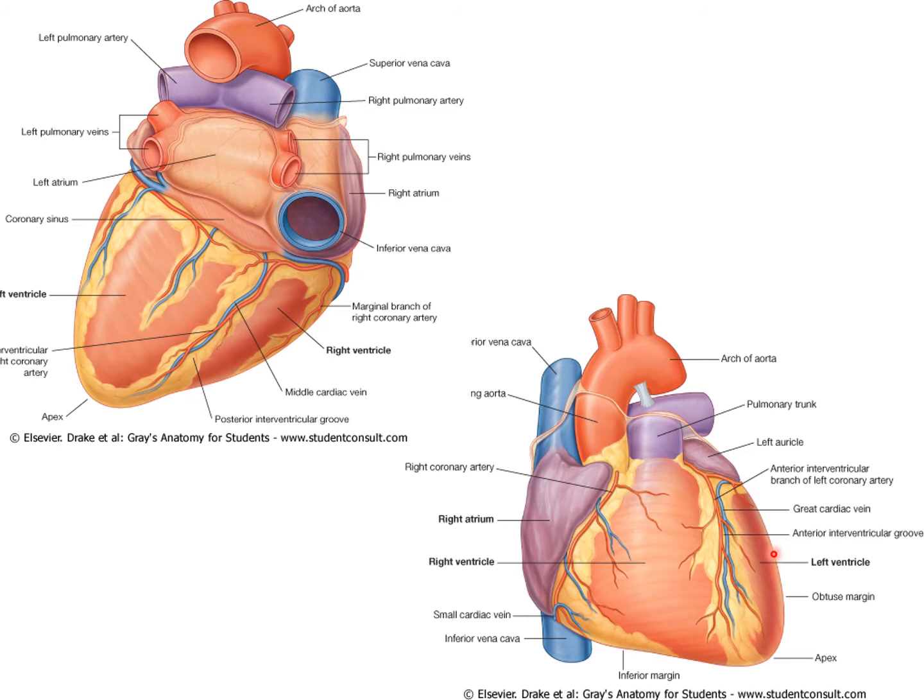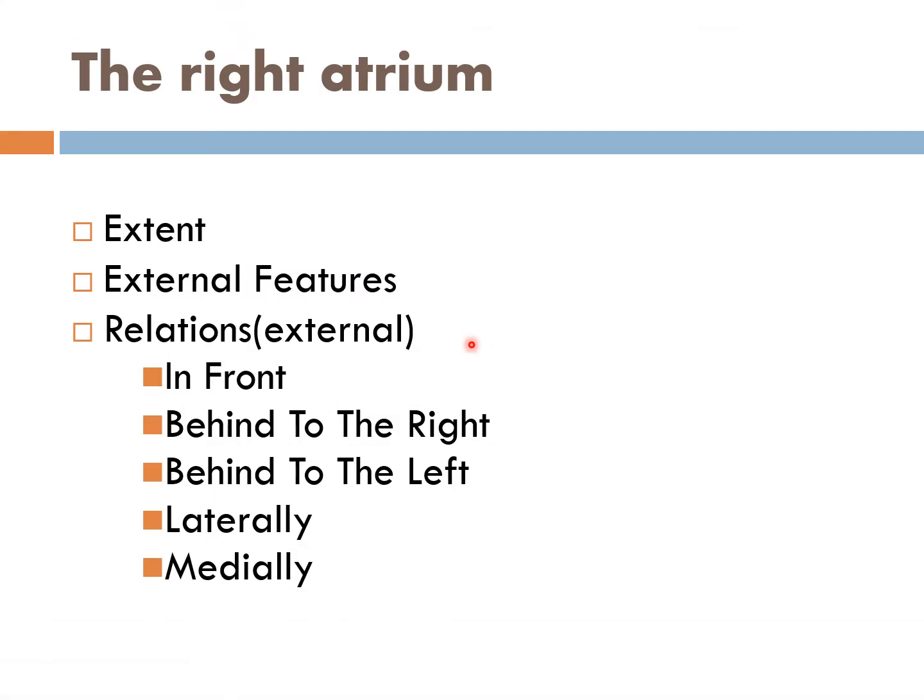Now I will take the chambers of the heart. I will take the chambers one by one. First is the right atrium. I would like to cover the right atrium: external features, and relations in front, behind, to the right, to the left, laterally and medially. These are the relations of the right atrium.